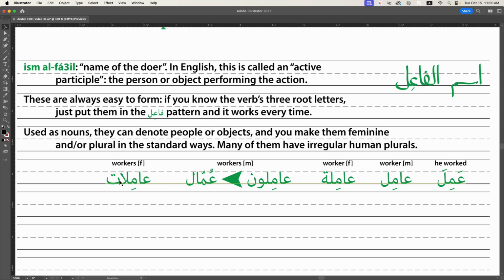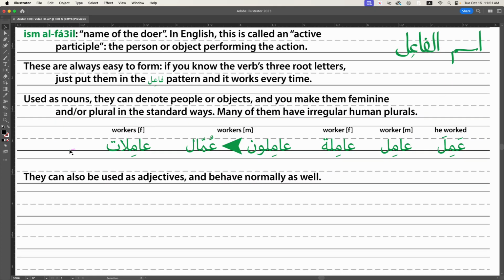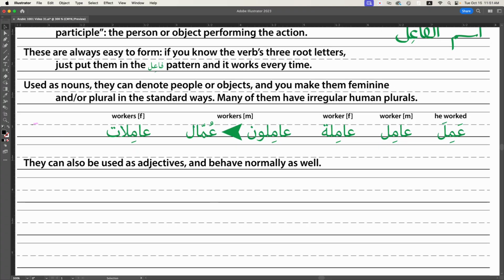If all of the workers are female, then you call them amilat. So we use the feminine plural at ending. If even one of them is a man, we call them ummal. And yes, we can rail about institutional sexism, but we don't have the time here to do that, so let's not. So these can be used as adjectives, and as such, they behave normally as well.